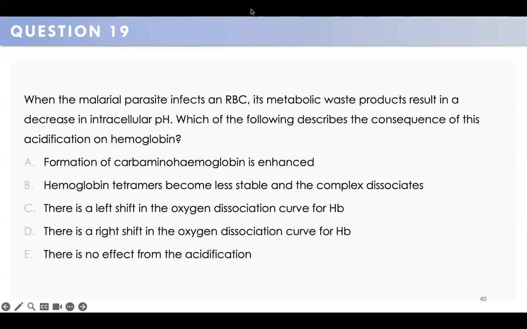Okay. Moving on to the next question. I included these two questions. I didn't come across them in the lectures, but I found them in the concepts and they didn't seem to be correct, so I included them for clarification. When the malarial parasite infects an RBC, its metabolic waste product results in a decrease in intracellular pH. Which of the following describes the consequences of the acidification of the hemoglobin?